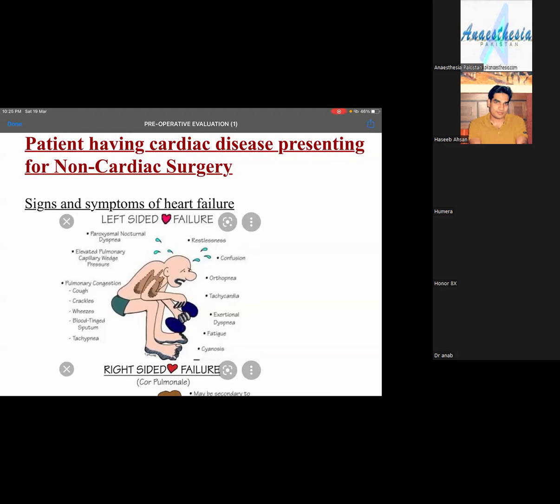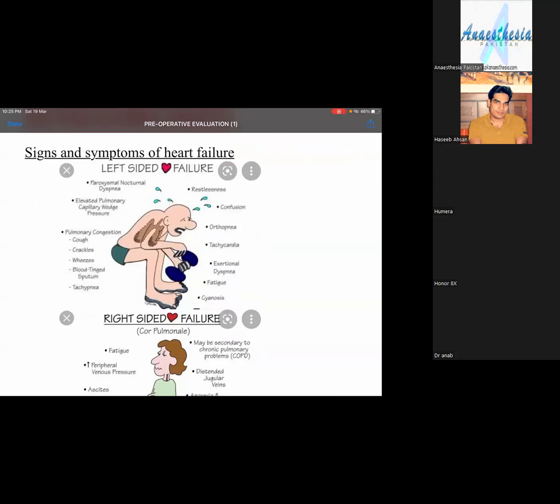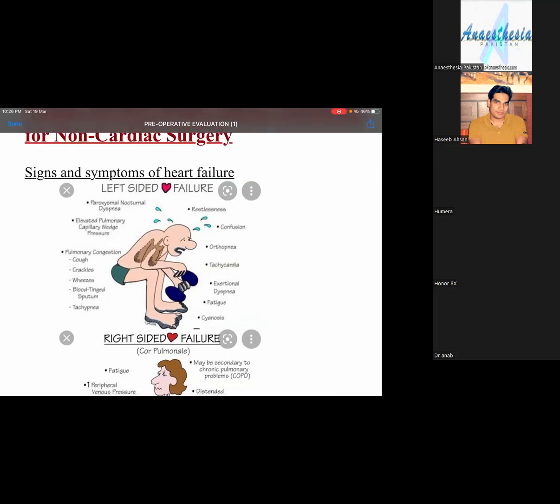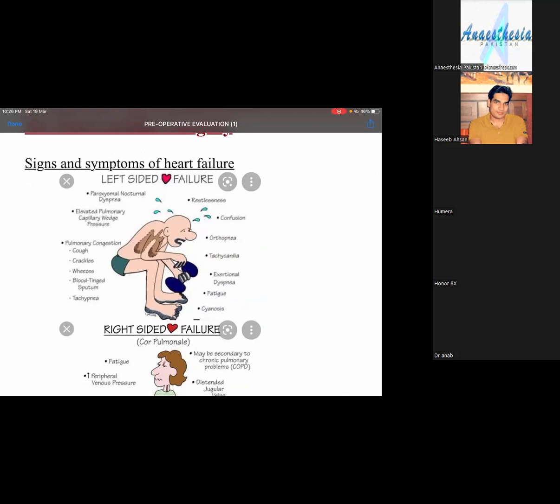Coming towards the signs and symptoms related to cardiac diseases. First of all, if we discuss heart failure, the signs and symptoms include tachypnea, blood tinged sputum. These are signs of pulmonary congestion and overload. Cough, pink frothy sputum, fine basal crackles, wheeze, blood tinged sputum, tachypnea. Then elevated pulmonary capillary wedge pressure or raised CVP or JVP, paroxysmal nocturnal dyspnea because of pulmonary edema, restlessness, confusion due to hypoxia, orthopnea, tachycardia, exertional dyspnea, fatigue, cyanosis. These are all the signs and symptoms of left-sided heart failure.